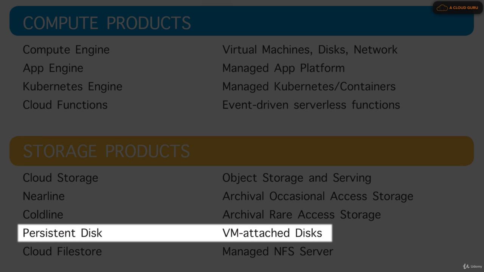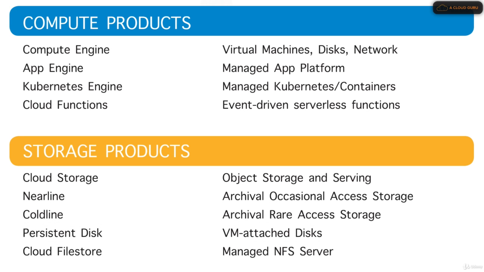Persistent disk is a special kind of storage, and its description gives that away. VM attached disks. Now, the cloud storage product is object storage, but persistent disk is block storage instead. So it works much like a hard drive does, and it only connects to compute engine instances. In a way, persistent disk is kind of like the Lego pieces with a different kind of connector on the side. It only goes together with compute engine. They were made for each other.